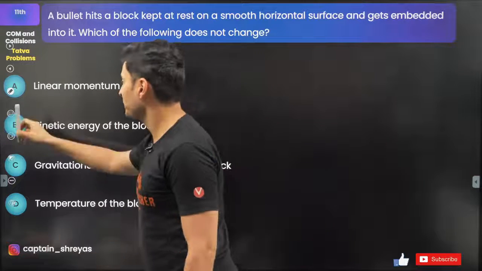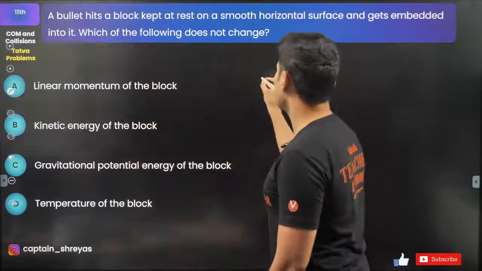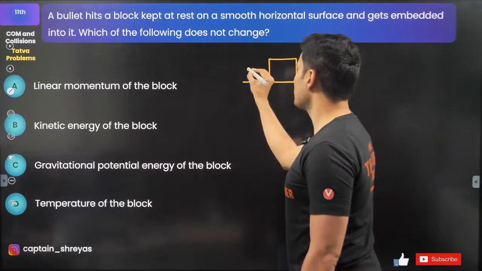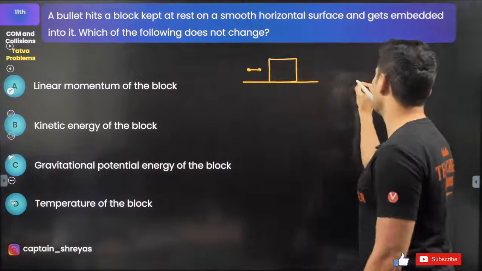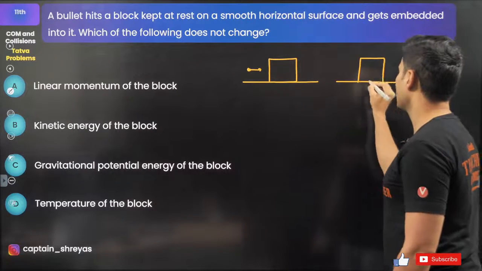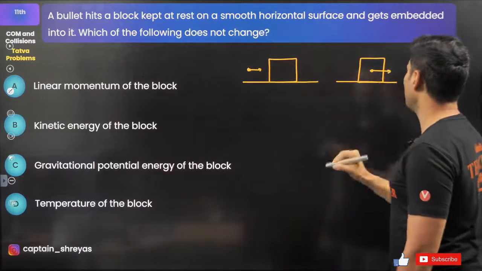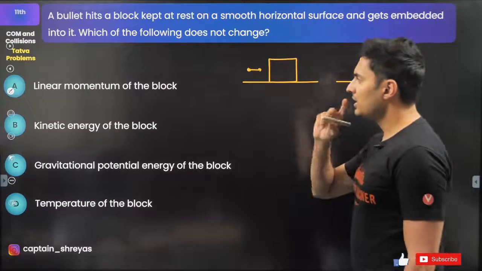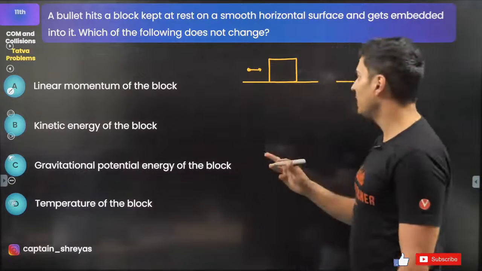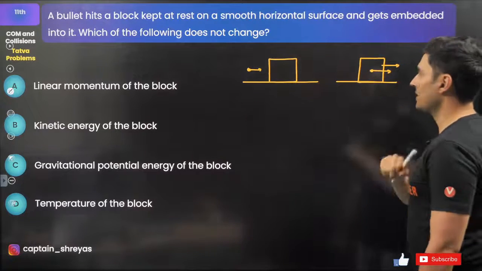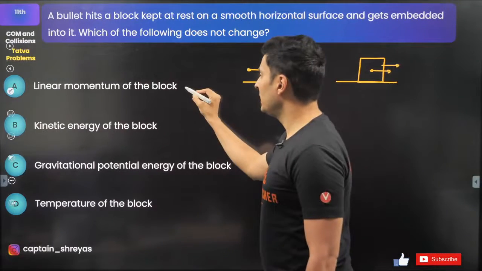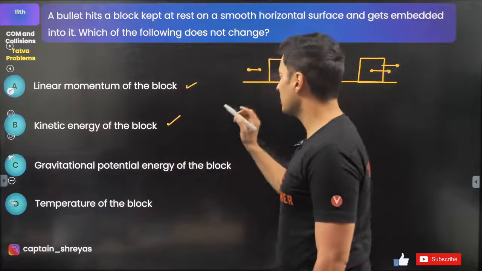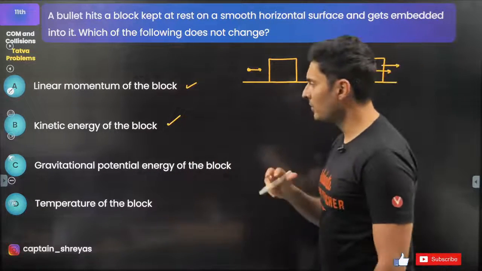So draw the diagram. It makes it look a little bit easier. There is this bullet. It is going and hitting the block. After it hits this block, you will see both of them will move together. Which of the following does not change? Linear momentum of the block definitely changes. The momentum of the block has changed. Kinetic energy of the block, definitely it changes. It was at rest, now it is in motion.